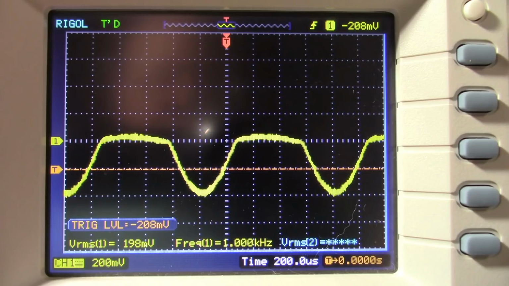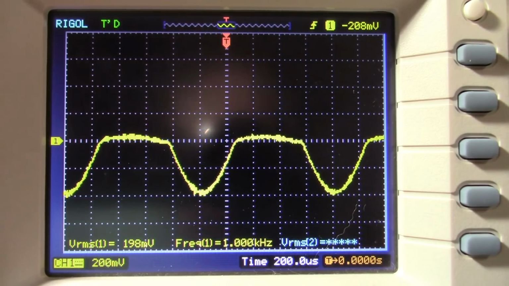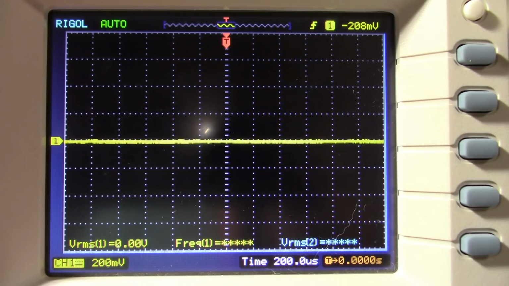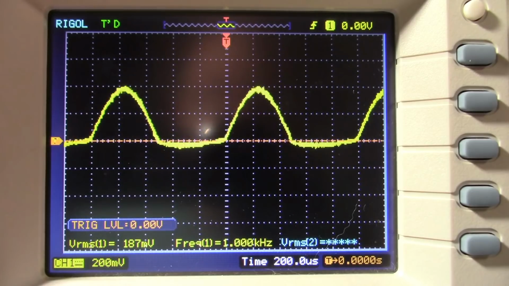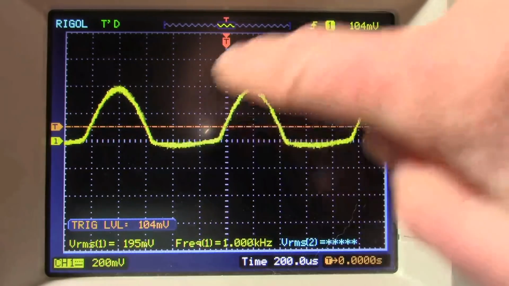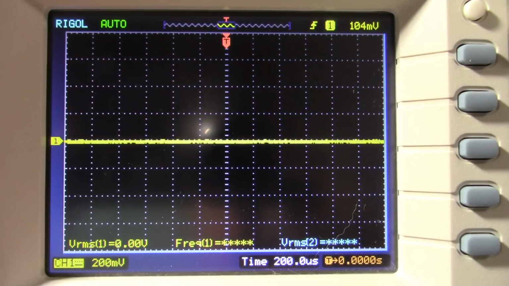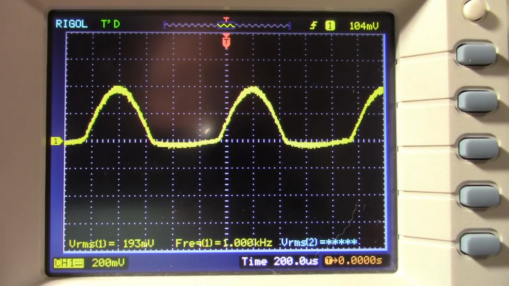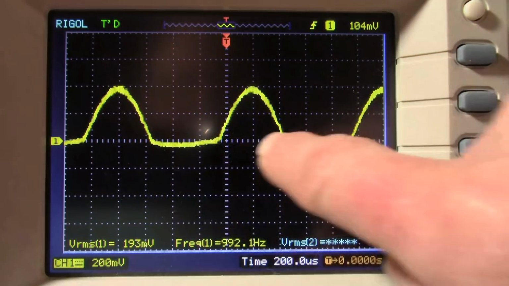And you can see this is the negative side. And we'll move over to the positive side. I'm going to move the trigger up there. So there you can see how it's handling it. You can see it just goes below zero. I have it on DC coupling of the scope.